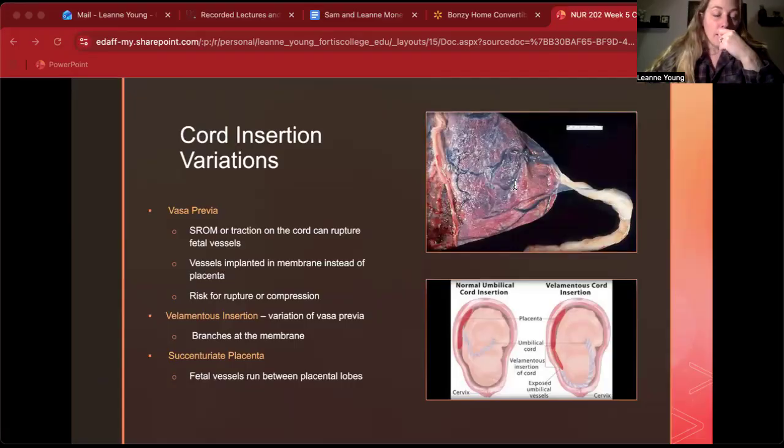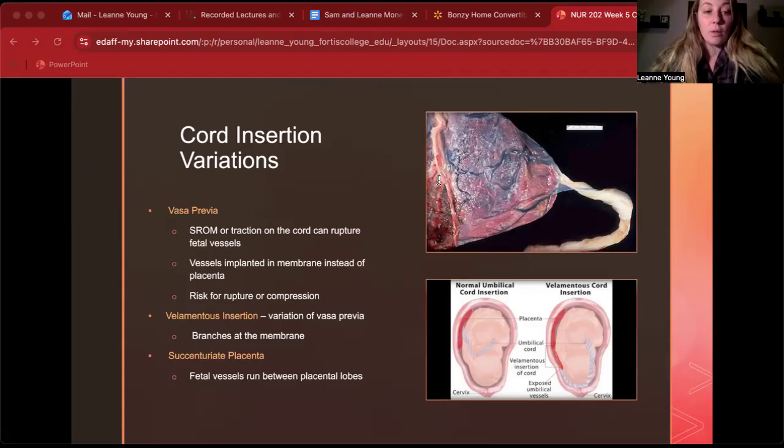So, what can cause a vasa previa? SROM or traction on the cord can rupture fetal vessels. So, if a provider is pulling really hard on an umbilical cord after it has been delivered, or whenever the water breaks, it runs the risk of rupturing the vessels from the placenta. We're at a risk for rupture or compression with this one.